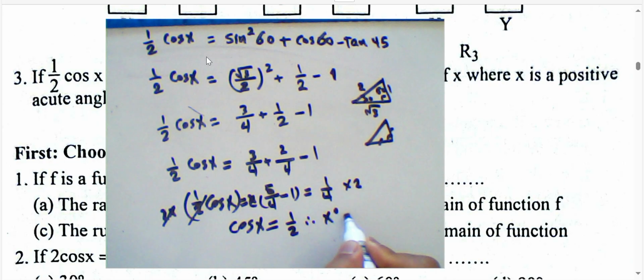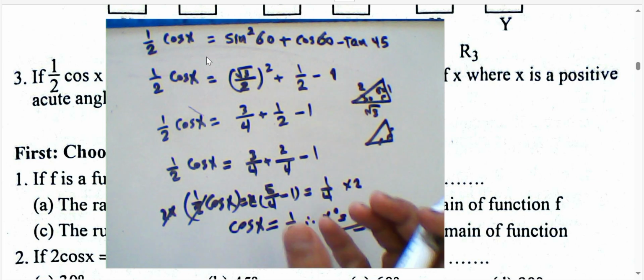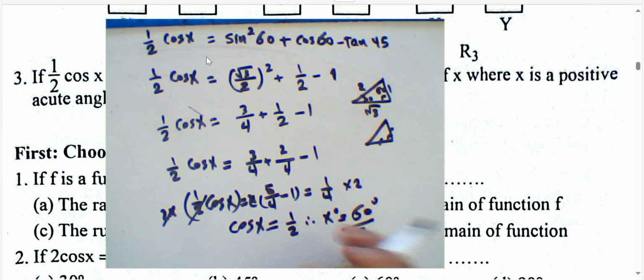Then we can find the measure of angle X by shift cosine 1 over 2, it will be 60 degree. The measure of angle X equals 60, right? Use a calculator to find the measure of angle X by shift cosine 1 over 2.